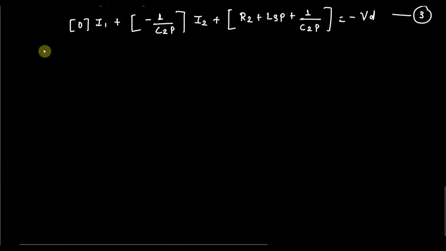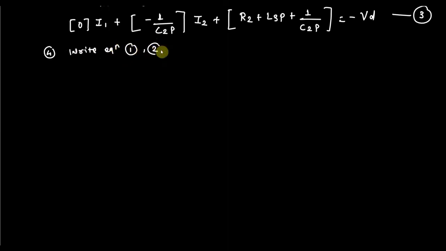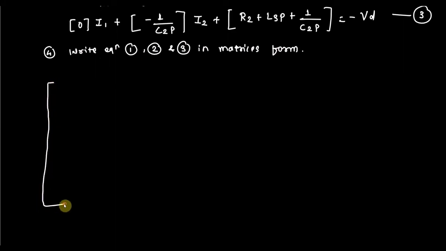Step number 4: write equations 1, 2 and 3 in matrices form. Now how many equations are there? 3. So the size of the matrices will be 3 by 3. So don't get confused. Like this, you simply write that equation.